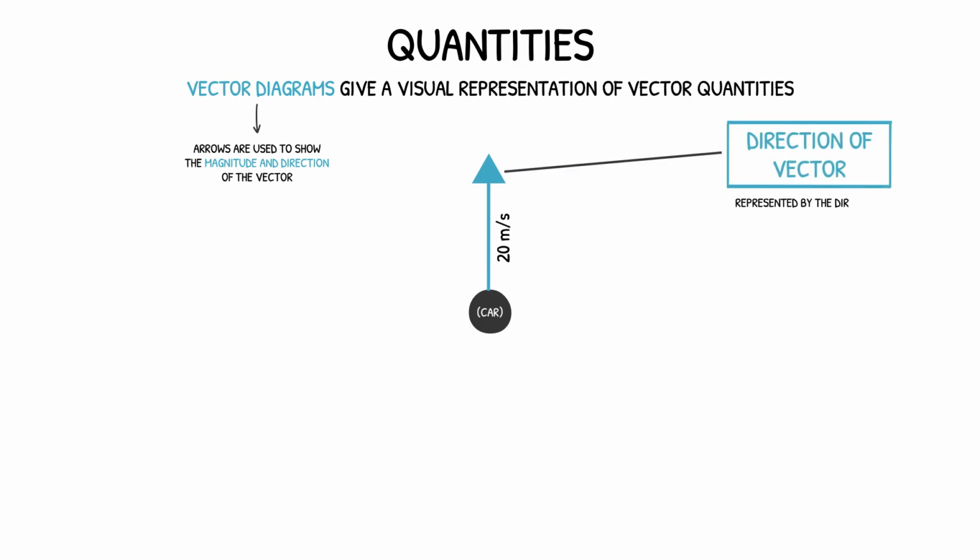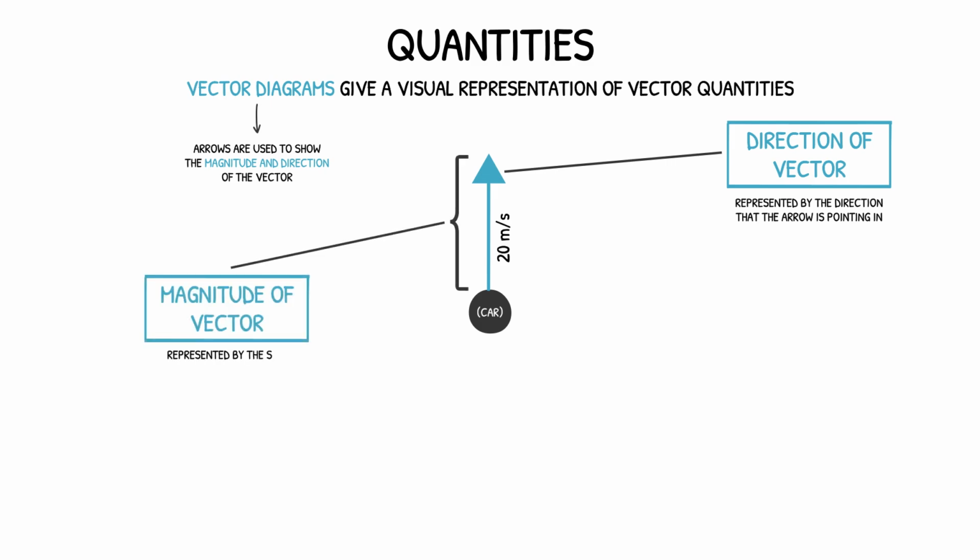The direction of the arrow indicates the direction that the car is travelling, and the size of the arrow represents its magnitude. If we wanted to show that the car had now begun to travel at a velocity of 10 meters per second eastward, then we would update our vector diagram to this. The direction of the arrow has changed, and its size has decreased to represent the smaller magnitude of the vector. Got the hang of it?